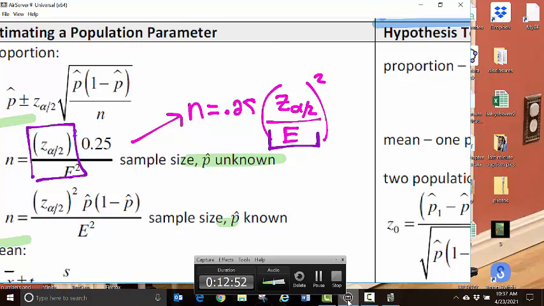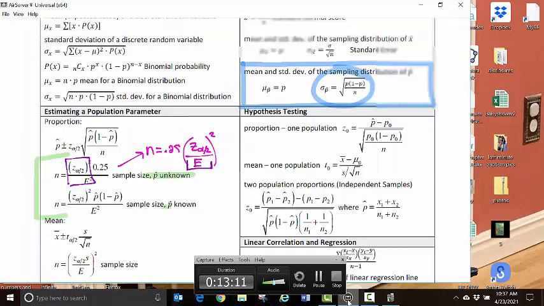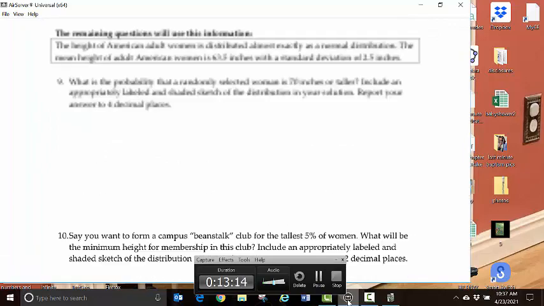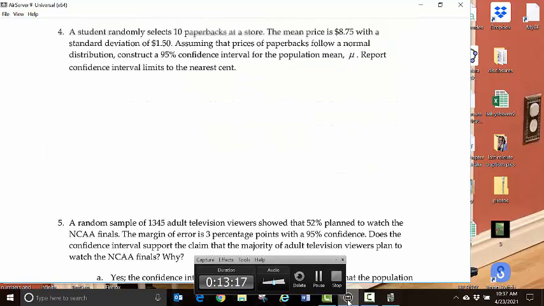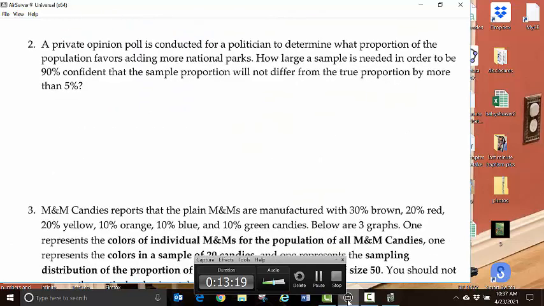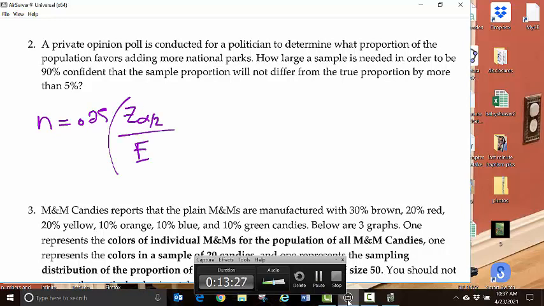So if you're more comfortable with the formula you've been using in your notes, great. If you want to use the one directly off of this cheat sheet, great. I'm going to go ahead and use, which one do you guys want? The pink one or the typed one? The pink one, okay. So I'm going to go ahead and use that one because that's the one I have memorized as well. So you just plug it in and say n equals 0.25 times our z alpha over 2 all over a margin of error squared, okay.